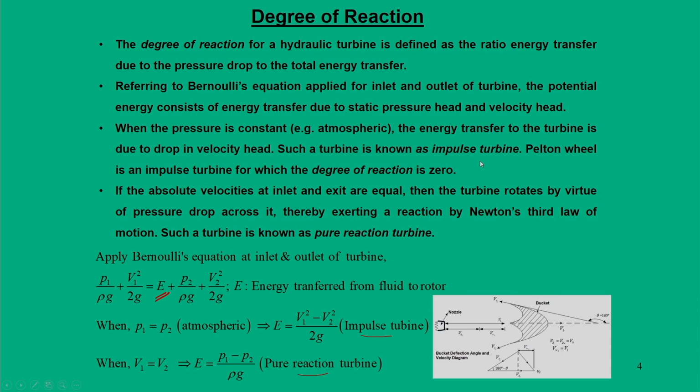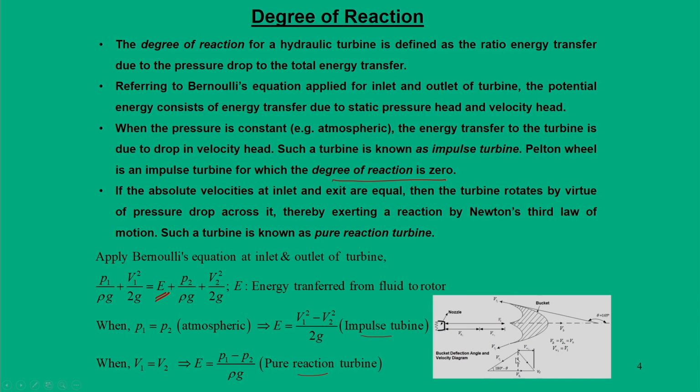So, if you take pure impulse, it is a Pelton wheel, and for this Pelton wheel we can say its degree of reaction is 0. Now, when you say pure reaction, we get the energy transferred from the fluid to the rotor, in which the energy, by virtue of the pressure drop, exerts a reaction by Newton's third law of motion, and such a turbine we call a reaction turbine.